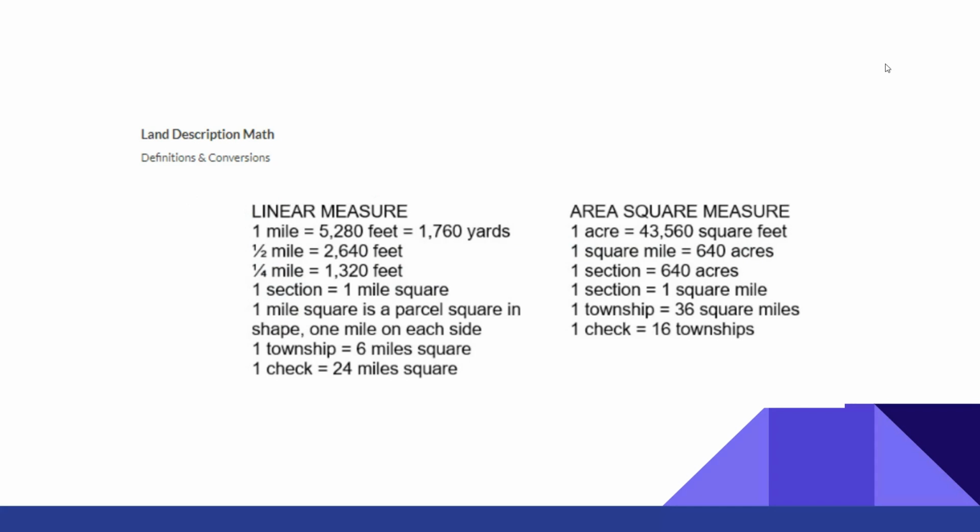Area square measure. 1 acre equals 43,560 square feet. 1 square mile equals 640 acres. One section equals 640 acres. One section equals 1 square mile. One township equals 36 square miles. One check equals 16 townships. Here we have a section diagram.